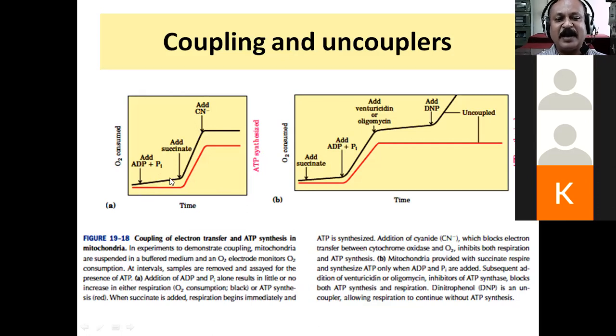The black colored line indicates oxygen consumption. Can you see this black colored line? That is telling you about the oxygen consumed. It is given here on the y-axis, O2 consumed. On the x-axis, we have time. At different intervals of time, say 2 minutes, 5 minutes, 10 minutes, or whatever the interval could be, we take out the sample. From this sample, we are measuring the amount of oxygen consumed, and the amount of ATP synthesized.